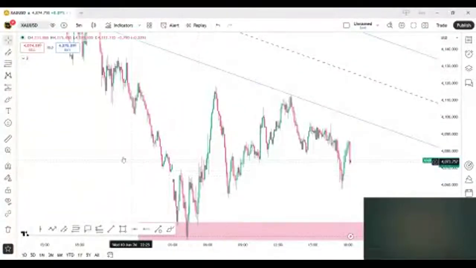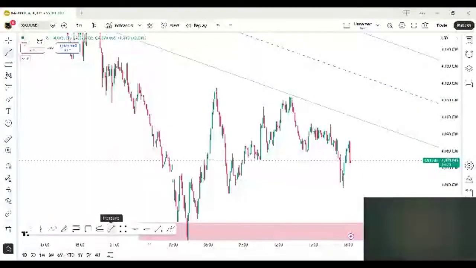If you look here at the smaller time frame chart, first of all, whenever you have to trade, you have to do your technical analysis. How do you do the technical analysis? You have to start the technical analysis from the higher time frame charts, and then shift your technical analysis toward the lower time frame chart.